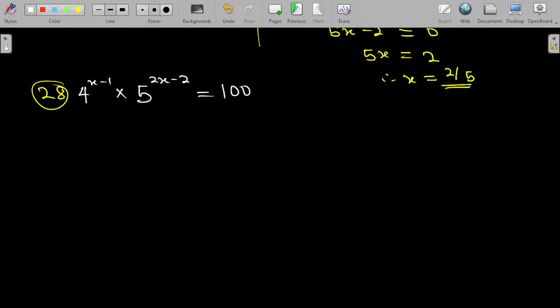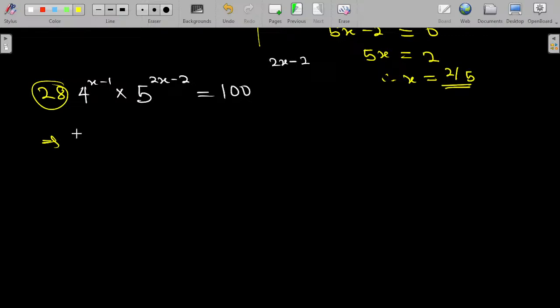For instance, look at this. We've been talking about the same power. The power of the first one is x minus 1. Now, instead of giving you the power of the second one to be x minus 1, this person decided to give you 2x minus 2. But the funny thing is that inside 2x minus 2, you have x minus 1. Okay, so let's go into it.